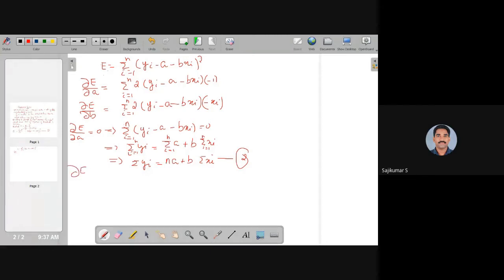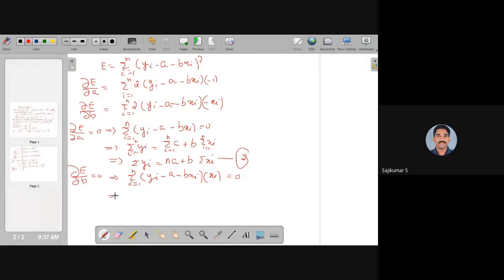See, another equation: suppose we equate this ∂E/∂B with 0, equating the partial derivative of the sum of squares of residuals with respect to B equal to 0. From the above derivative ∂E/∂B, we can take the constant minus 2 outside. So minus 2 into the remaining sum is equal to 0, which means the summation from i equal to 1 to n of (yi minus a minus b xi) into xi is equal to 0.